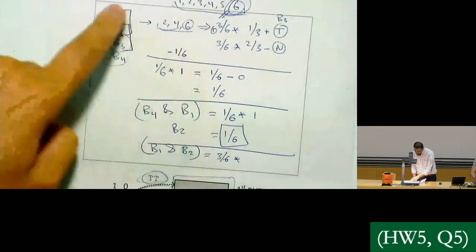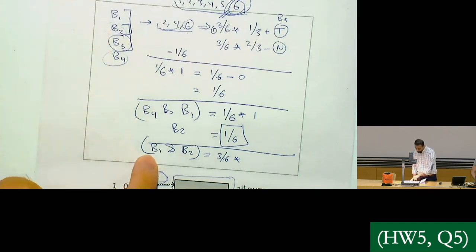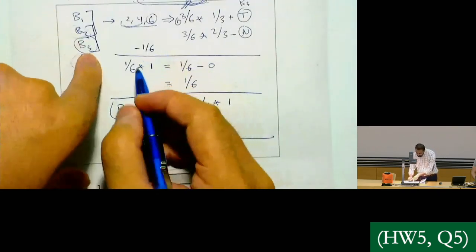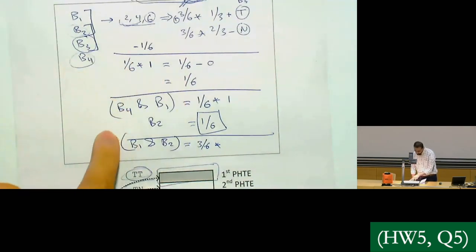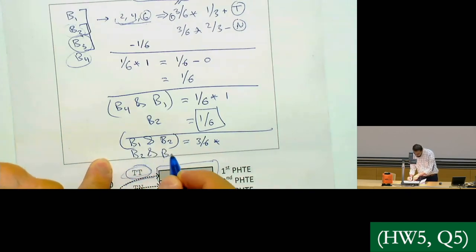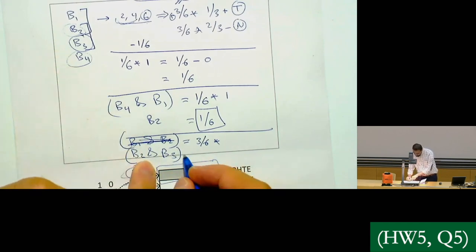How many of those are multiple of 2 is 3 out of 6 multiplied by... No, the first one was B1 and B2, and I'm checking B3. So here I'm checking B1 and B2. Oh, sorry. Yeah, so first one was B1, B2, I'm checking B3. Now B2 and B3, I'm checking B4. Now B4 and B1, I'm checking B2. And what else? So it should be B2 and B3. And now I'm checking B4, right? Okay, now it makes sense.